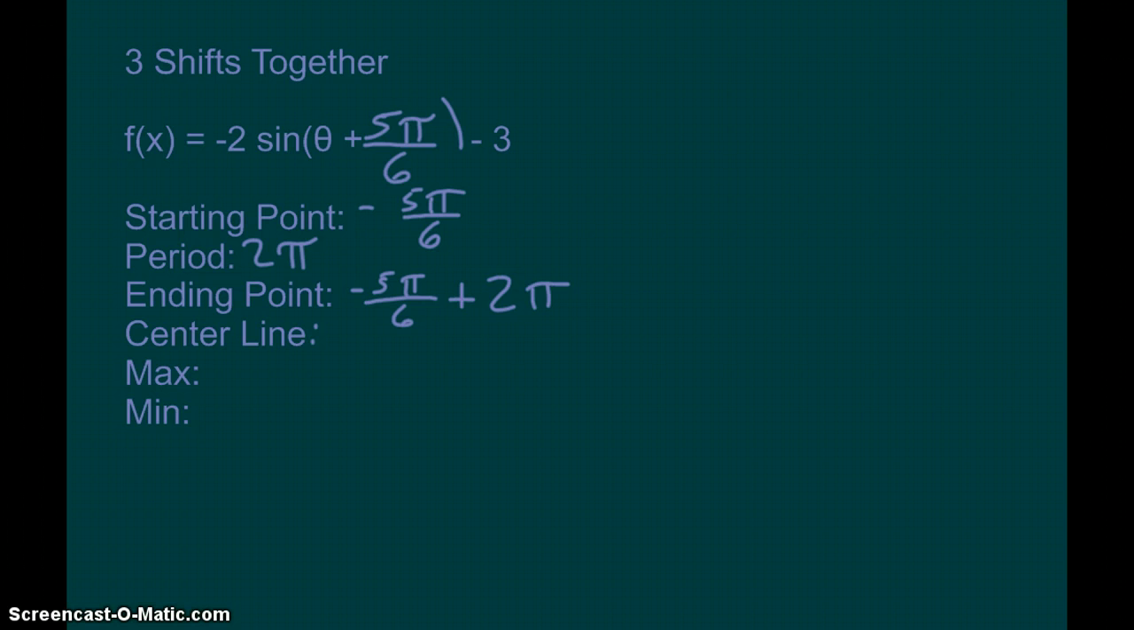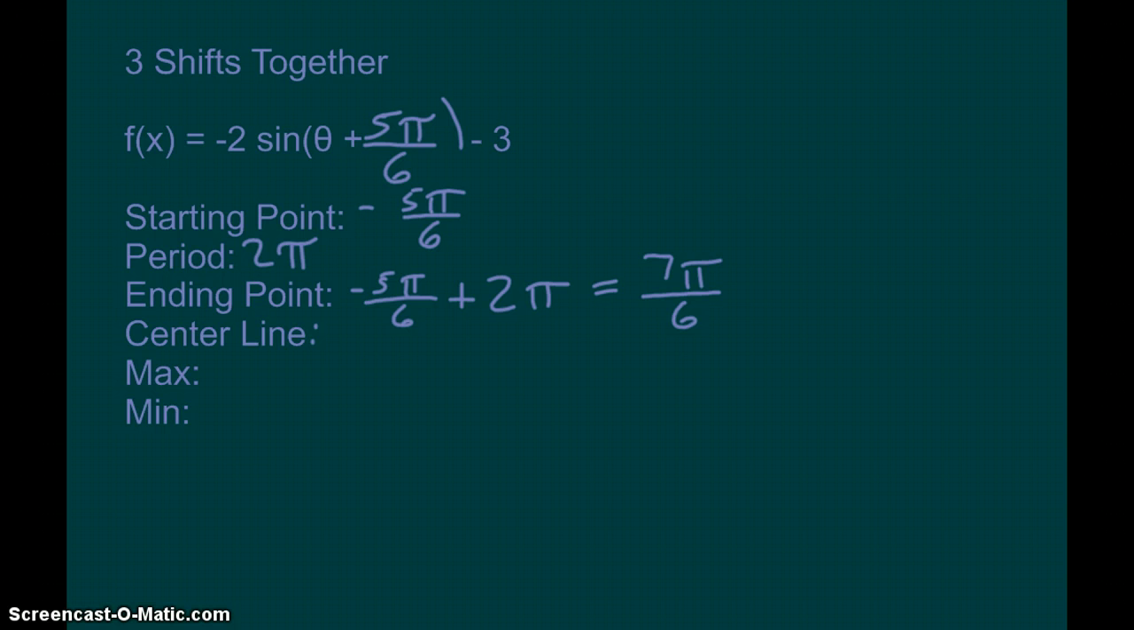So we get -5 pi over 6 plus 2 pi. And we use our common denominators. 2 pi is the same as 12 pi over 6. -5 plus 12 is 7. So I get 7 pi over 6 for the ending point.